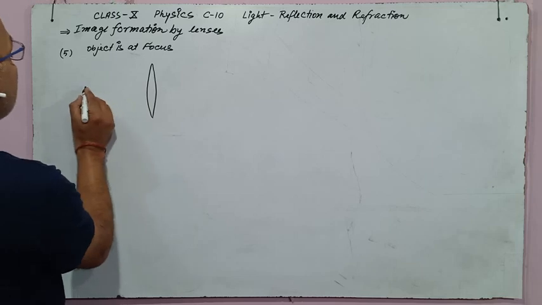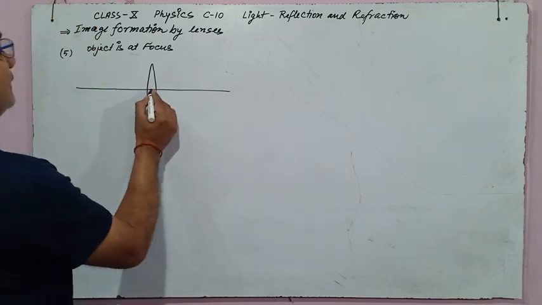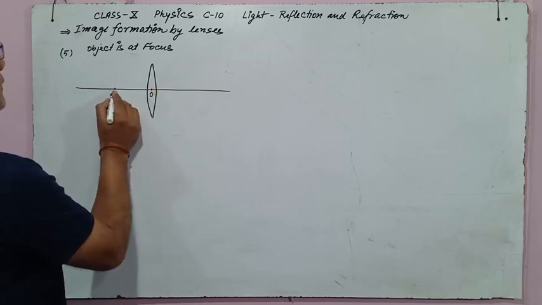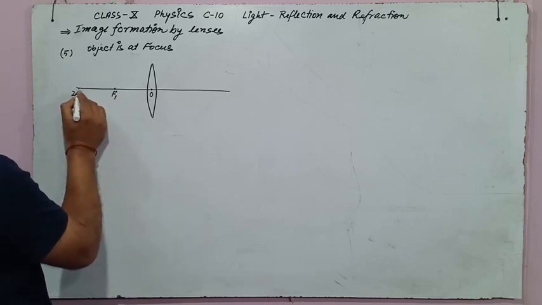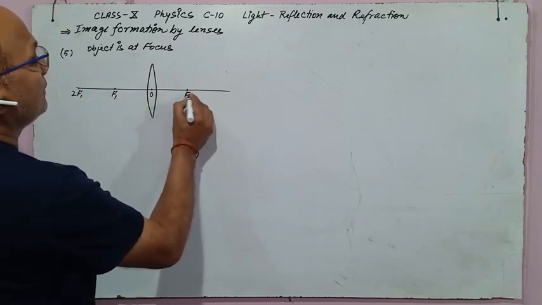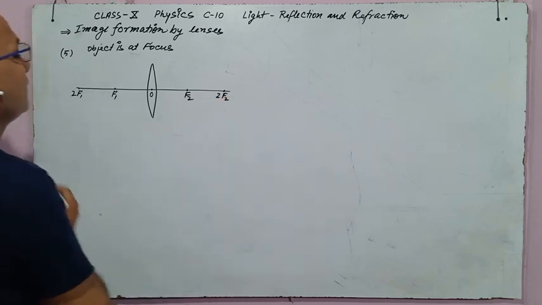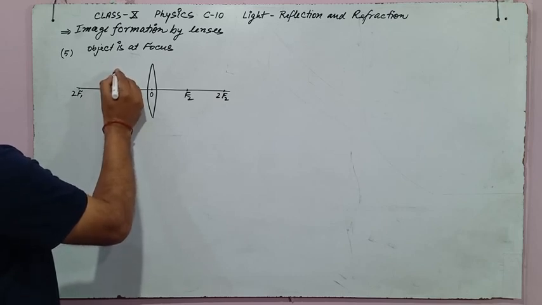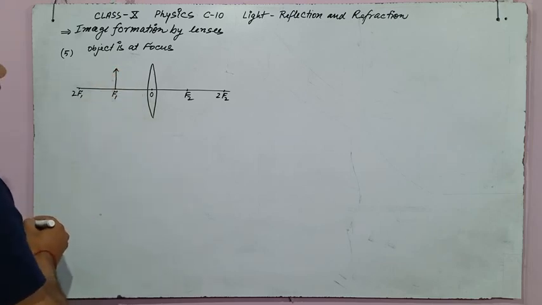This is convex lens, this is principal axis, this is optical center, F1, it is 2F1, F2, it is 2F2. Now the object is at focus, so we place the object at focus.